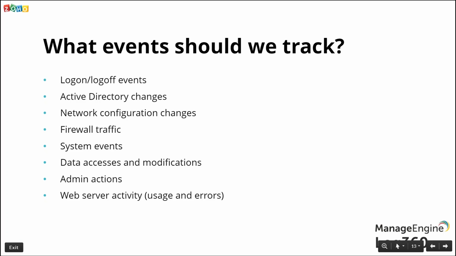Your firewall traffic is something you have to track, right? What are the IPs being allowed and denied by your firewall? What is the source? What is the destination? What is the port? What is the protocol? All of these things you have to track, because when you're talking about external attacks, you are going to see a lot of firewall related events as part of the attack.